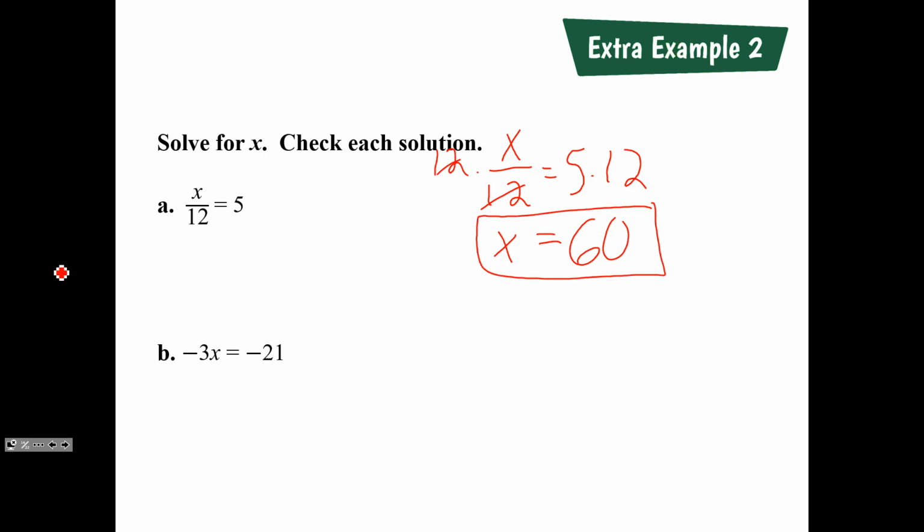Are we done? No, because it told us to check our solution. So what do we do? We plug it in for our x. 60 over 12 is equal to 5. Well, 60 divided by 12 is 5, so it checks out, right? Okay. Now, you guys are going to try extra example 2B.